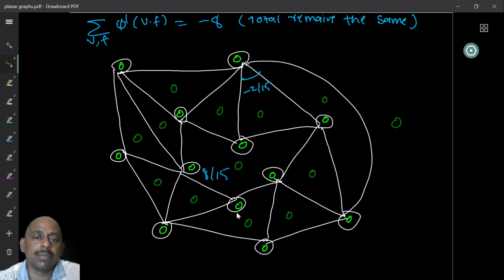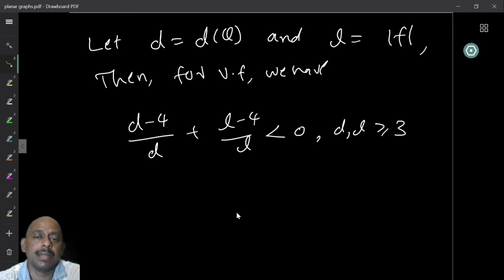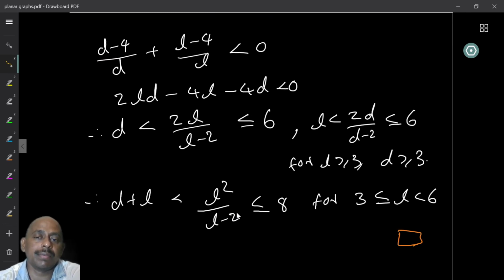So this is how one can use the discharging method to prove results on graphs, and especially planar graphs, it is very powerful. So what we are going to do is we will look at one more example, which is a more involved example to see a better picture of the discharging.